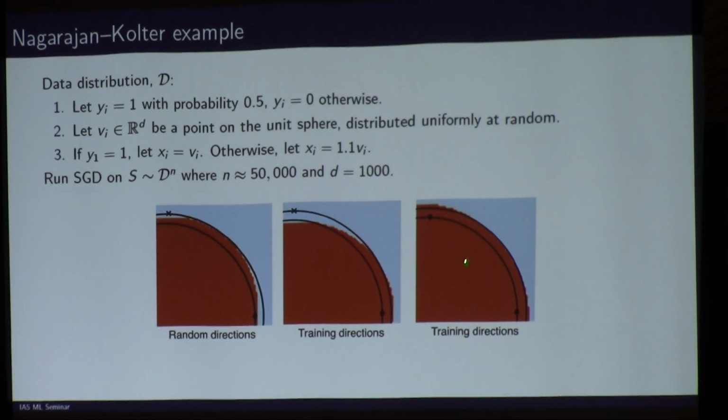Here are two different slices of the training set, one with a negative and a positive, and two positives. And you see that this defect is sort of present. The data is linearly separable? Yes, I think so. Yes, right.